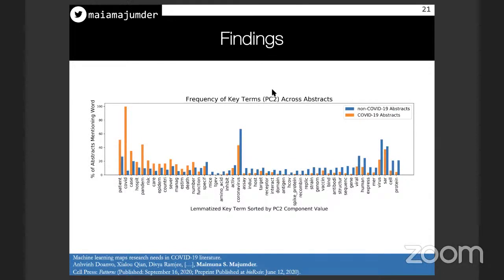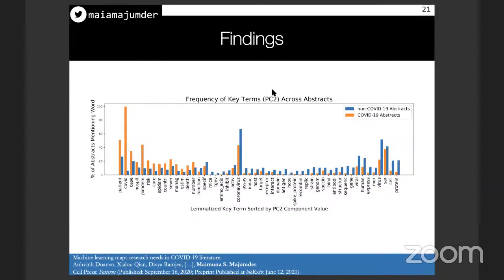To learn more from the lemmatized key terms in the previous slide, we sorted them by their PC2 component values and then examined the percentage of COVID-19 abstracts and the percentage of MERS and SARS abstracts that mentioned each word. Here, COVID-19 abstracts are shown in orange and non-COVID-19 or MERS and SARS abstracts are shown in blue. It's immediately obvious that COVID-19 abstracts are overrepresented on the left-hand side, the side that includes words like patient and case, and underrepresented on the right-hand side, the side that includes words like protein and cell.